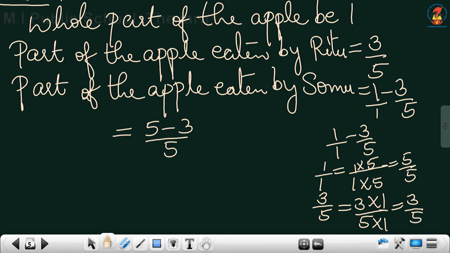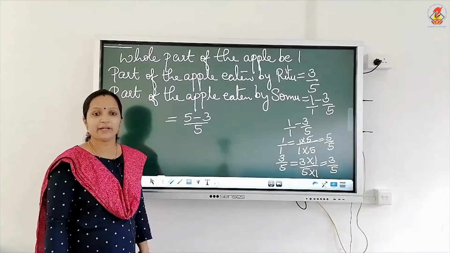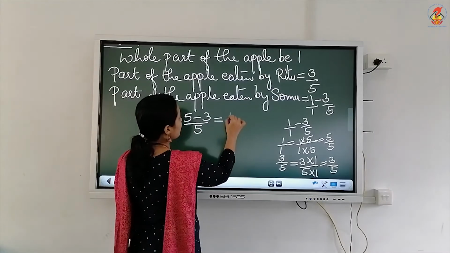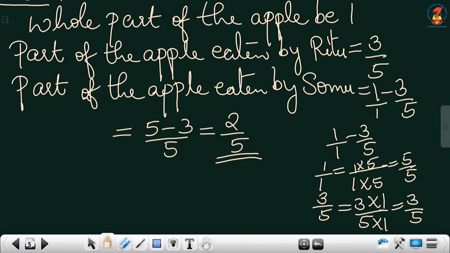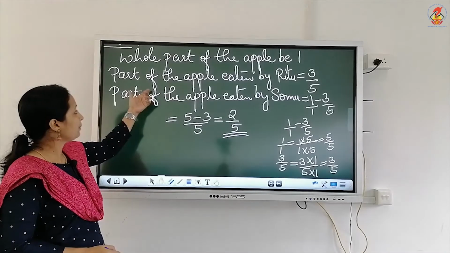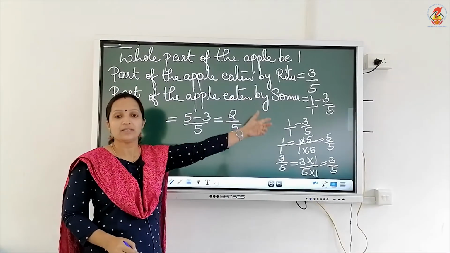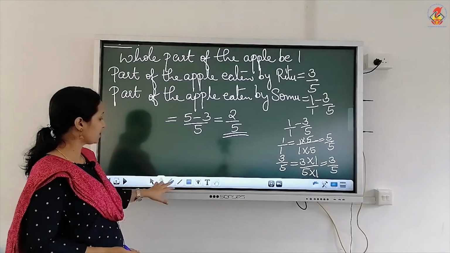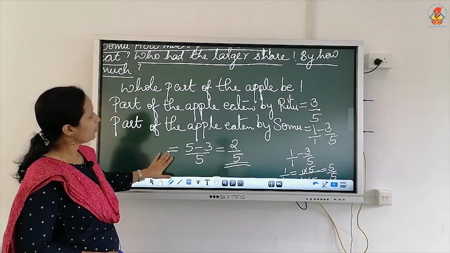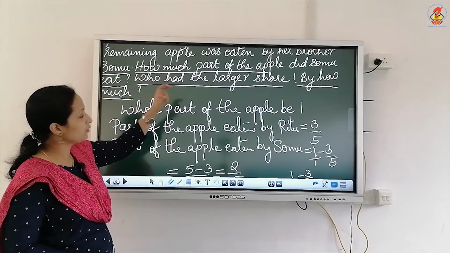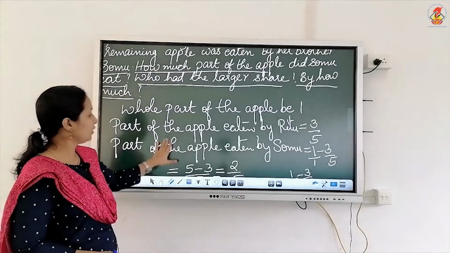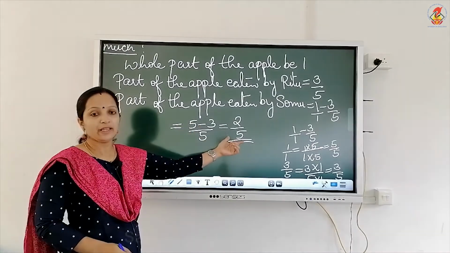So what can you write? 5 by 5 minus 3 by 5. In short, you can write 5 minus 3 by 5. So what is the answer? 2 by 5. So what part of the apple was eaten by Somu? 2 by 5. And the part of the apple eaten by Ritu is 3 by 5. So we got the first part of the question, is it? What is the first part? How much part of the apple did Somu eat? What part he ate? 2 by 5.